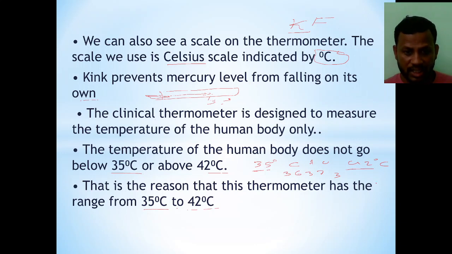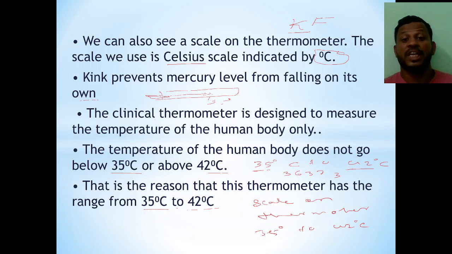If we see the thermometer, the scale on the thermometer lies between 35 degrees Celsius and 42 degrees Celsius. If it has Fahrenheit, there is another scale. If it has Kelvin, then it has a different scale on the thermometer.